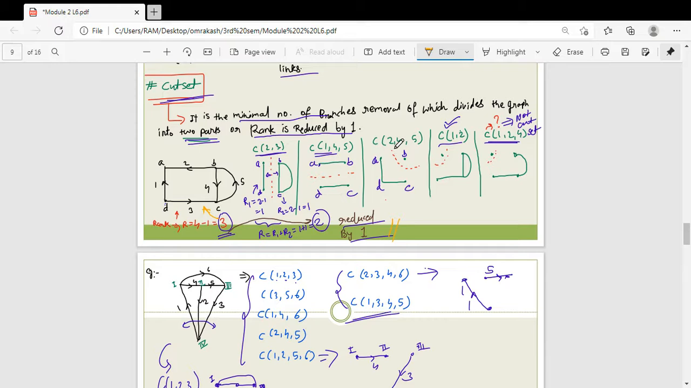Same way, when you remove 2 4 5, you get this node separated, which means the whole graph is separated into two sections. Same way this. Now this is not a cut set. Why is this not a cut set?